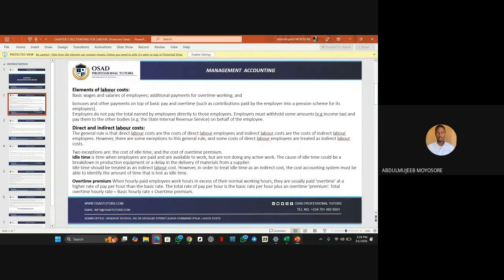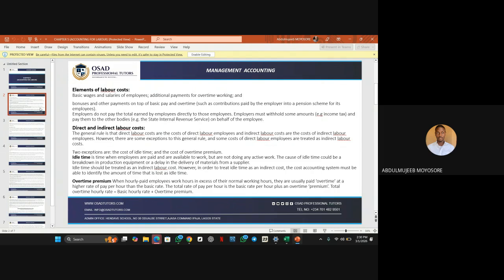Then we have overtime premium, paid when hourly paid employees work in excess of their normal working hours. They are usually paid for overtime at a higher rate of pay per hour than the basic rate. The total rate of pay is the basic rate per hour plus an overtime premium. Total overtime hourly rate is equal to basic hourly rate plus overtime premium. We'll do all of those calculations in our next class. Now we're just talking about overtime premium.